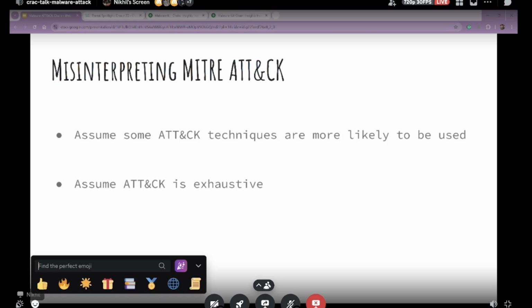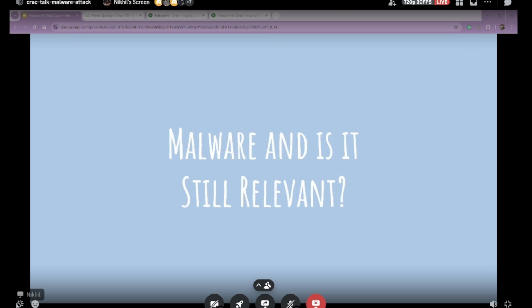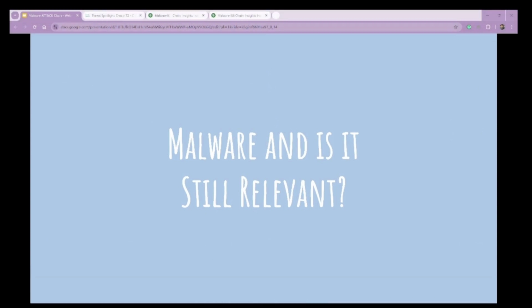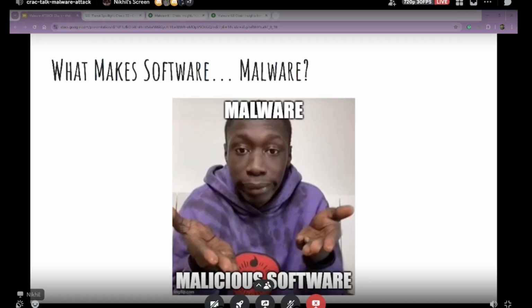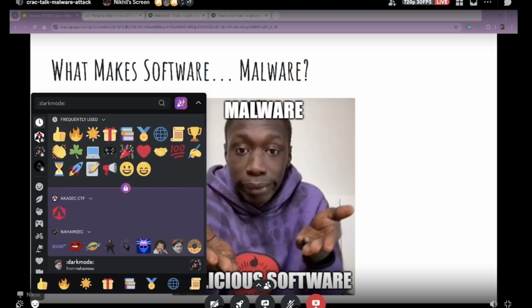Going to the next slide, which is malware. So now we had an overview of MITRE ATT&CK and what it means. Now we're going to get into malware, which is the core subject of the series. When you ask anyone what is malware, chances are they will say malicious software, right? That's correct, obviously, but there is more to it.